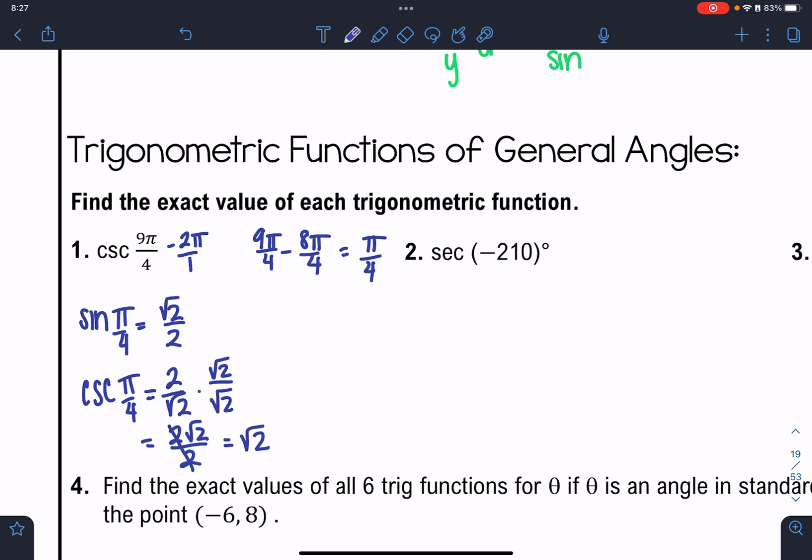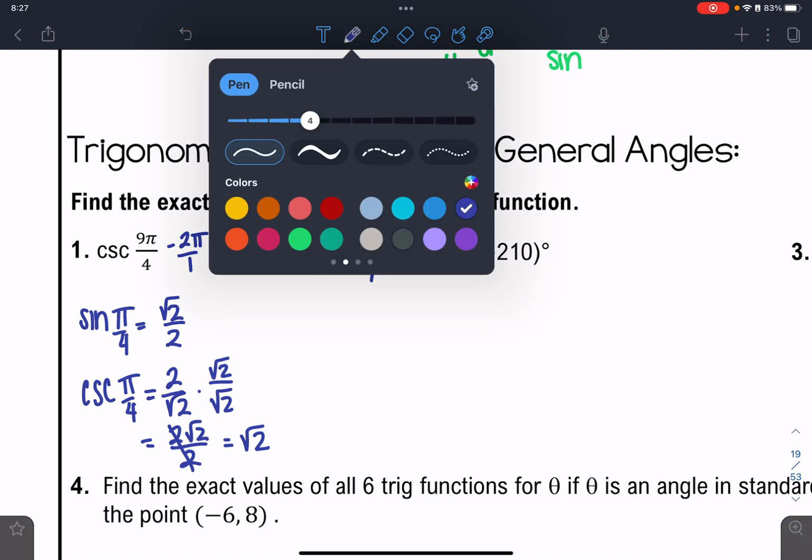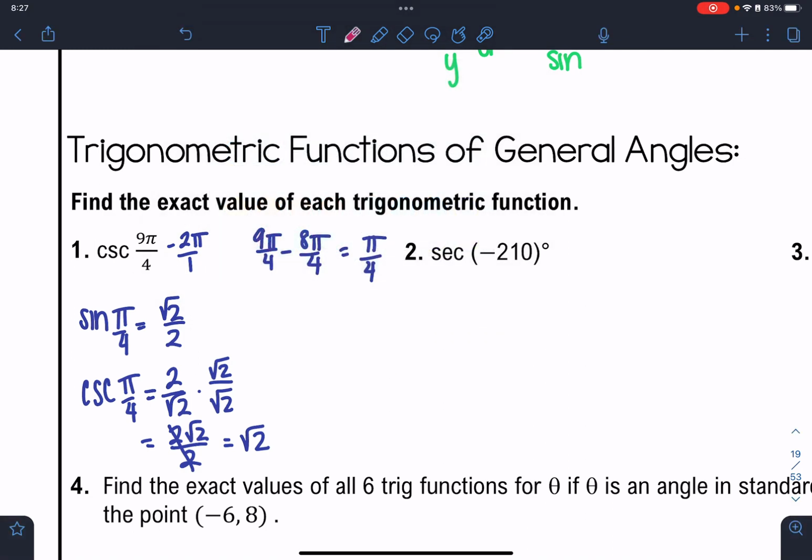Okay, so then secant of negative 210. Again, that negative angle is not going to be something that you see on the unit circle. We only have the positive angles on the unit circle, so we'll definitely need to find what's coterminal. So I'm going to add 360 degrees. If I'm at negative 210 and I make that full 360, where am I really? What's another coterminal angle? So we have secant of 150.